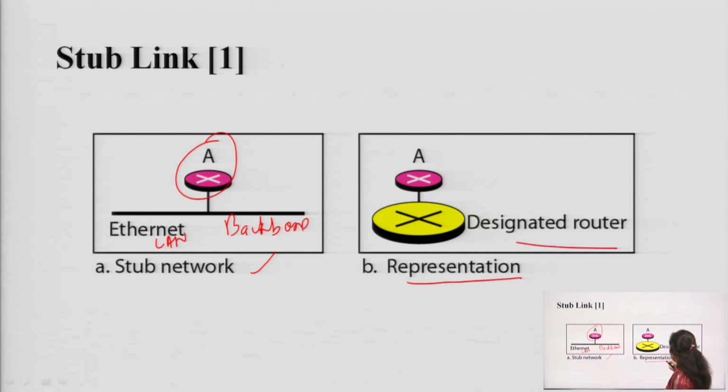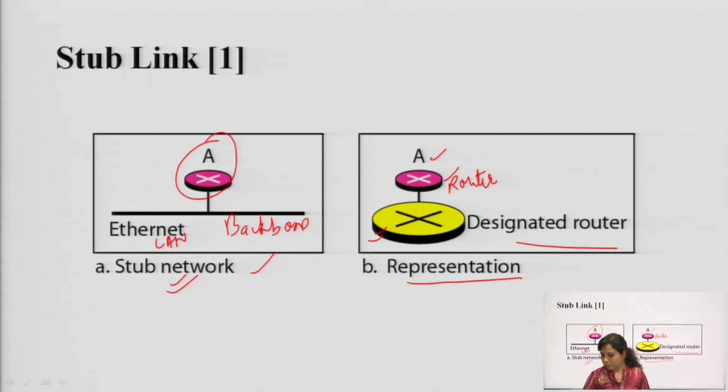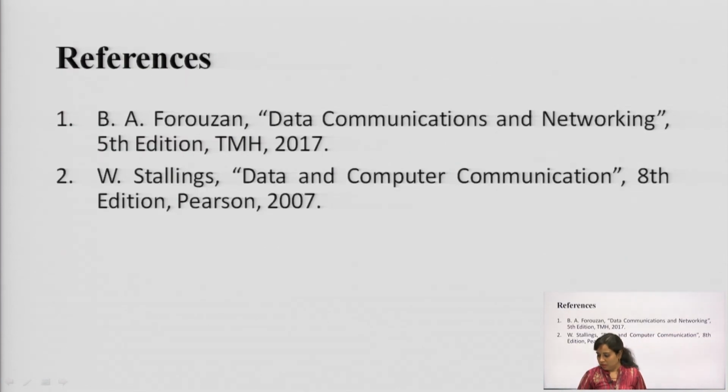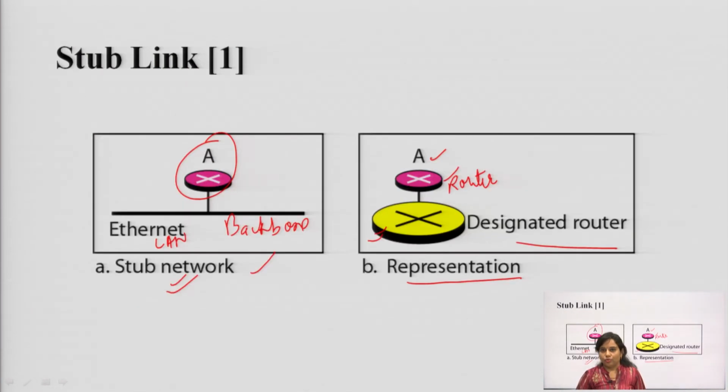Now, next one is how it will be represented. It consists of a designated router, and to this designated router, there is a particular small router which is connected. So, this is the representation of the designated router, and this is the representation of the stub network which has been connected over here. So, this is the stub one, this is the representation. Once again, I am going to summarize these different parts.